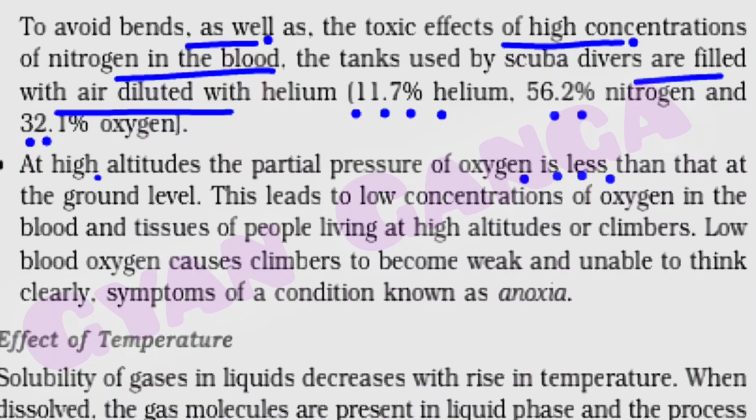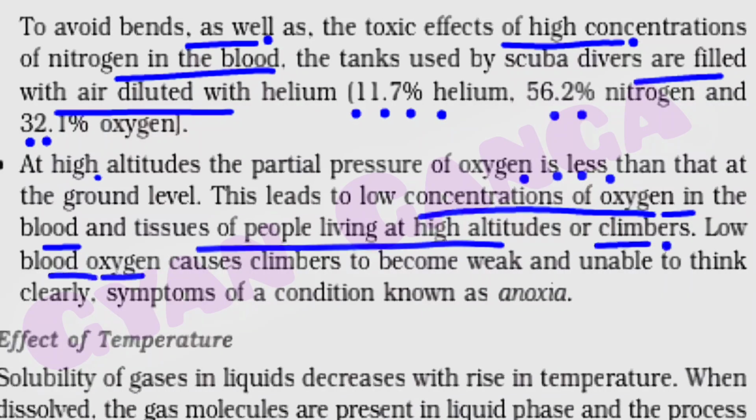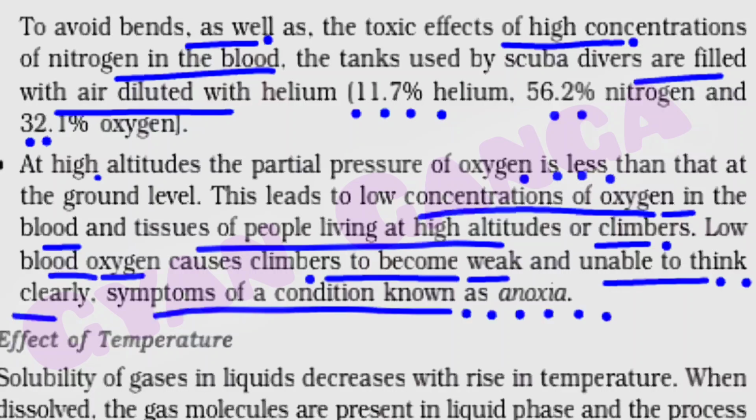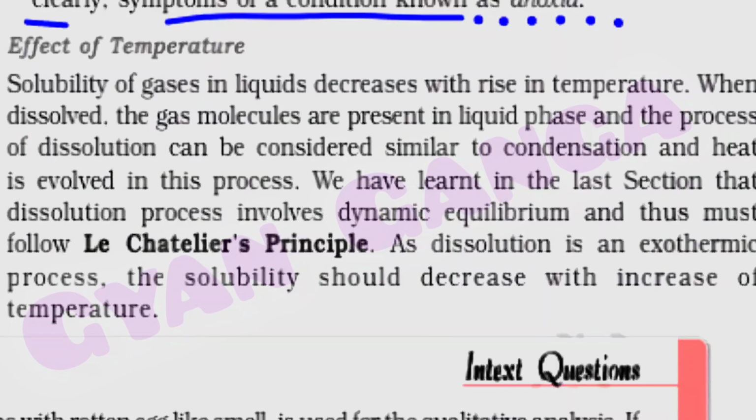This results in a low concentration of oxygen in the blood and tissues of people living at high altitude or climbers. Low blood oxygen causes climbers to become weak and unable to think clearly, symptoms of a condition known as anoxia. Effect of temperature. The solubility of a gas in a liquid decreases with a rise in temperature.